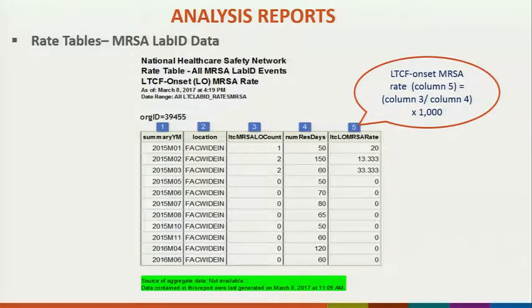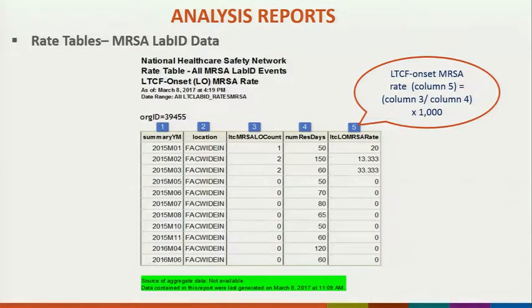So this table displays the rates for long-term care onset MRSA. Here the columns are labeled from 1 to 5. In column 1, we see the data is summarized by year and month. Row 1 is January 2015. Row 2 is February. Column 2 shows that the reporting is facility-wide, which will always be the case for Lab ID and UTI events in all cases.